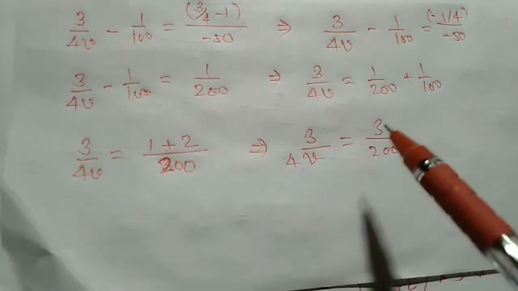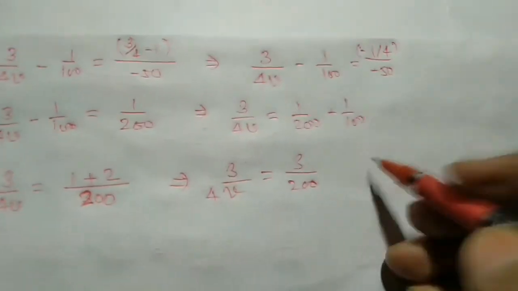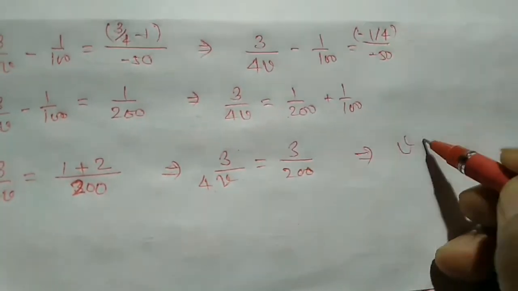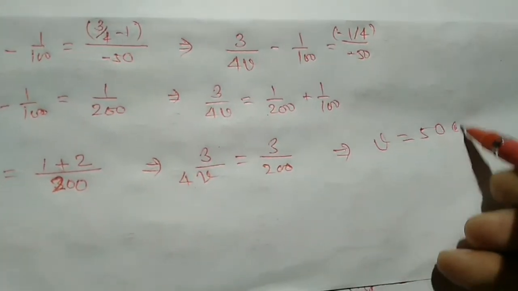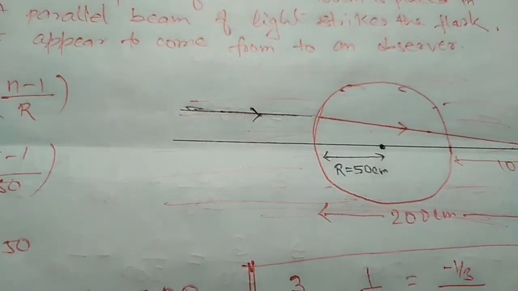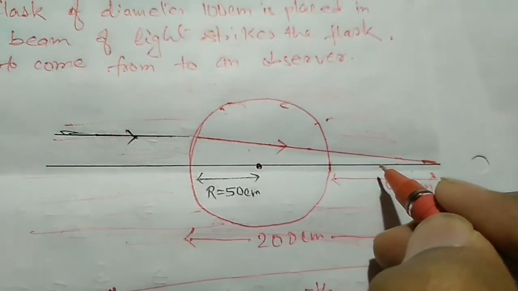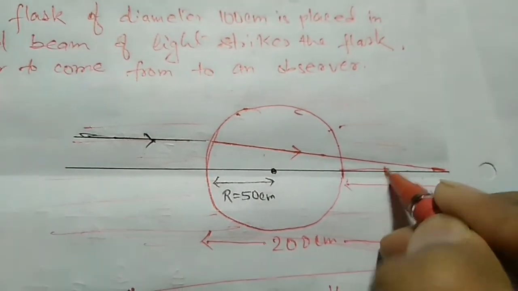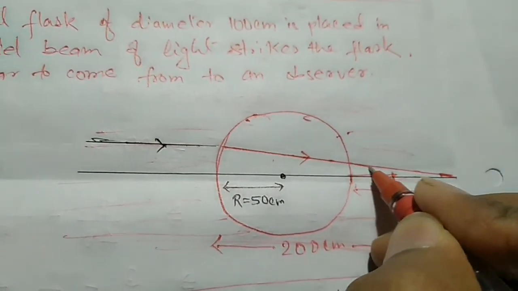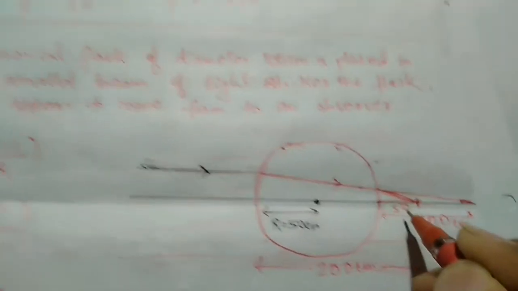So this 3 will be cancelled, and 4 divided by 200 divided by 4 will give 50. So on solving this, V is equal to what comes? 50 centimeter. 50 centimeter means, see the diagram first. So 50 centimeter means from here to 50 centimeter will be half somewhere here. So this is 50, this is the final position of the image.